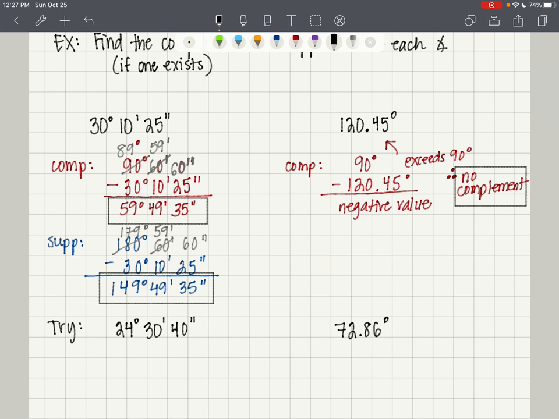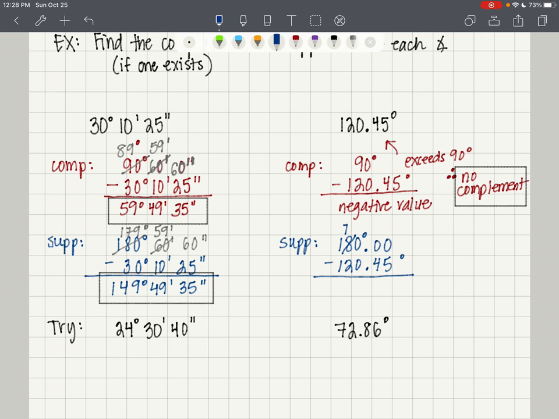So if your given angle already exceeds 90 degrees, there is no complement. But there is a supplement, and we know that because 120 does not exceed 180. So we have 180 degrees minus 120.45 degrees. And how do we do this? We're going to put 0.00 there.